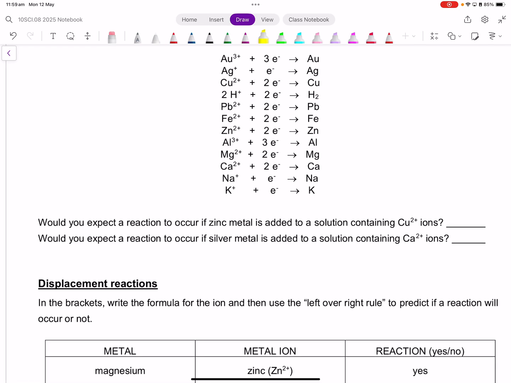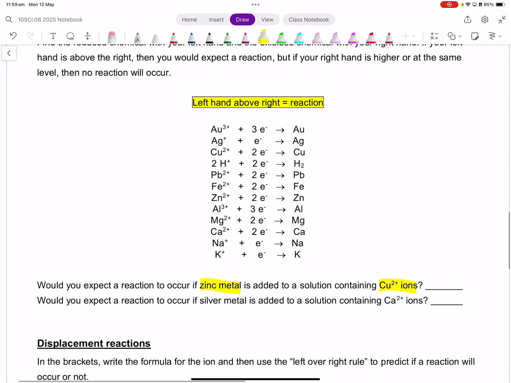So right now, let's do two together. Let's have a look. Zinc metal and copper ions. You know what? I'm going to use two different colors here. I will help you out. Copper ions. We first go and find copper ions. Can you put your hand on your standard reduction table next to copper ions? The next thing you're going to do is find zinc metal, Zn. Is our left hand above our right hand? So will a reaction happen? Yes. And all you're going to write there is yes.